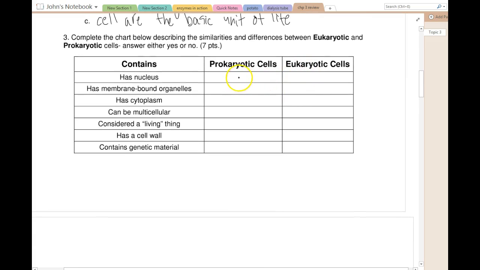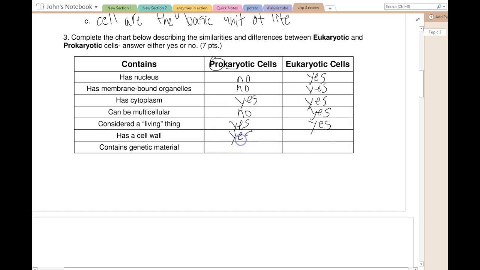Prokaryotic cells, do they have a nucleus? No, they do not, because pro means before, and karyo refers to kernel or nucleus. Eukaryotic cells definitely do have it. Prokaryotic cells do not have membrane-bound organelles where eukaryotic cells do. Both types of cells are going to have cytoplasm. Prokaryotic cells are typically 1 cell large, so they're single-cellular or unicellular organisms, whereas eukaryotic cells have the ability to become multicellular. It doesn't mean that all eukaryotic cells are multicellular. A lot of protozoa are single-celled eukaryotic organisms, such as amoebas and parameciums. Both prokaryotic cells and eukaryotic cells are considered living things.